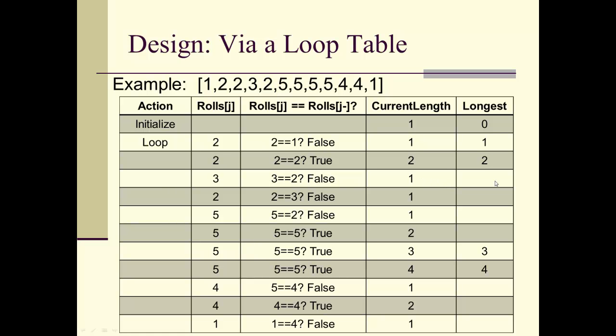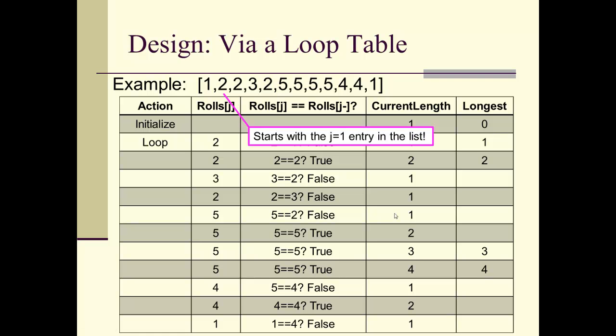And if we continue in this manner, eventually we'll get to the 5555, which you see here, and 5 is the same as 2? No, that's 1. 5 is the same as 5. True. Up by 1. 5 is the same as 5. True. Up by 1. Increase the longest to the current length. 5 equals 5. True. And so on and so forth.